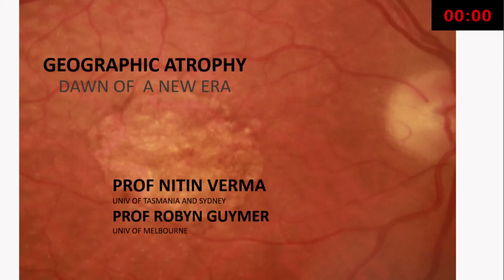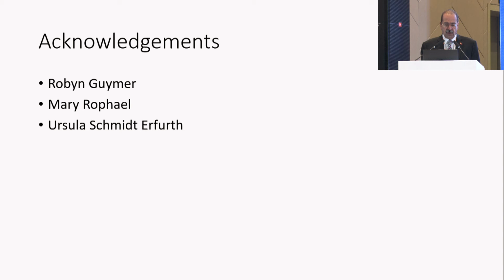Thank you. Good afternoon. And thank you for inviting me to be part of the AIOC. It's always great for me to come meet friends, but above all, learn a lot. I'm going to talk to you about geographic atrophy. Geographic atrophy is a very common, not often discussed, but fortunately something is coming around the corner. I'd like to acknowledge the input of Robin Geimer, Mary Raphael, and Ursula Schmidt, as I've used some of their materials.